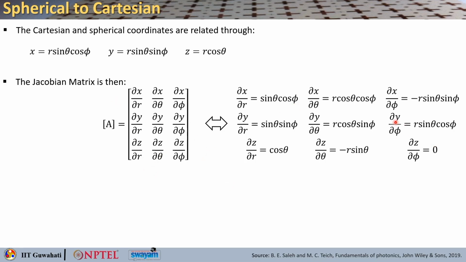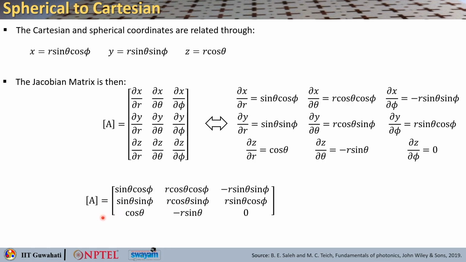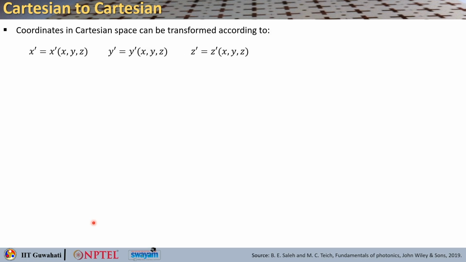Similarly, if you take another one, say x and phi, this is the relation. You take dou x by dou phi, that will be minus r sin theta sin phi. Accordingly, you calculate all these 9 elements and you get the Jacobian matrix for this particular case. This Jacobian matrix will help you transform the functions and the operations from spherical to Cartesian coordinate system.